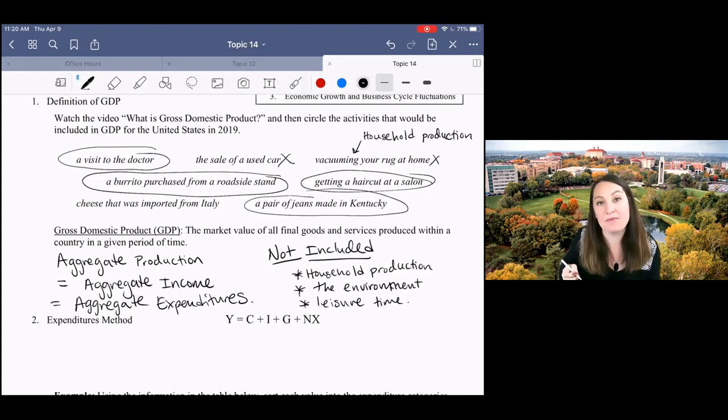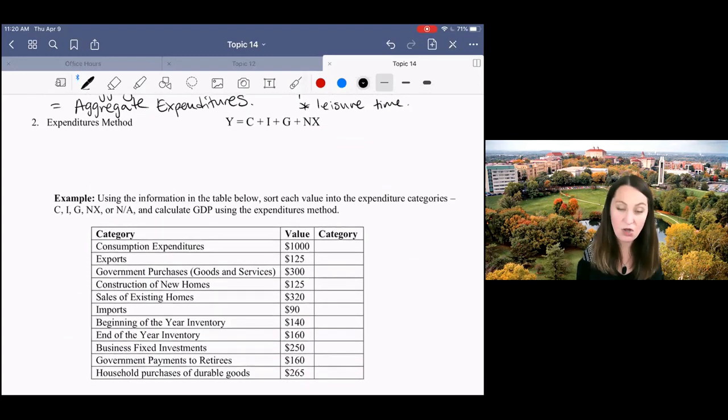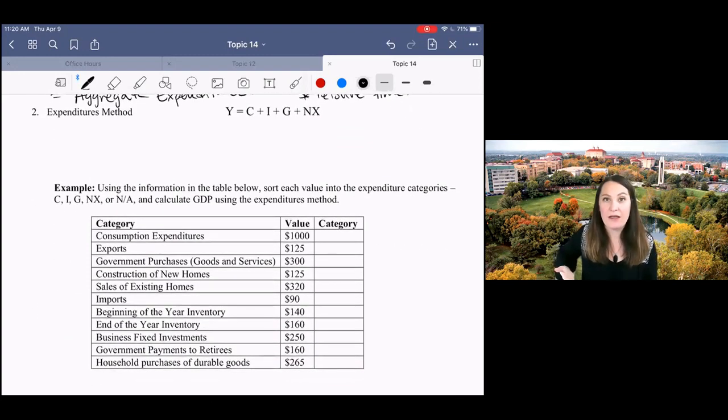And even some types of production that aren't going to be reflected in those numbers. All right, so what we're going to do now is an example using what's called the expenditures method. This is actually not going to be our main focus of calculating GDP, but I think it's useful here at the beginning for two reasons.